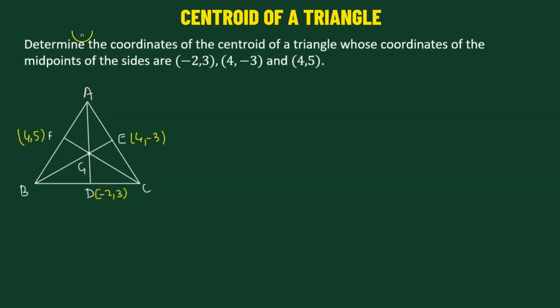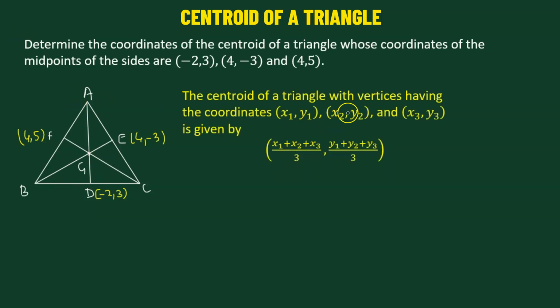So let's do that. First, let's specify the formula for finding out the coordinates of the centroid of a triangle. The centroid of a triangle with vertices having the coordinates (x1, y1), (x2, y2) and (x3, y3) is given by this particular expression. So here, to find out the x coordinate, all we have to do is take the sum of the x coordinates of each of the vertices and then divide it by 3. To find out the y coordinate, we take the sum of the y coordinates of each of the vertices and divide by 3.